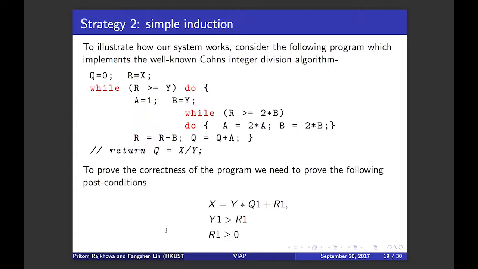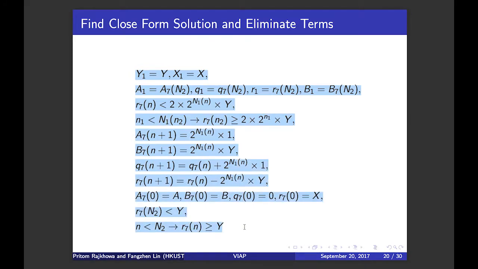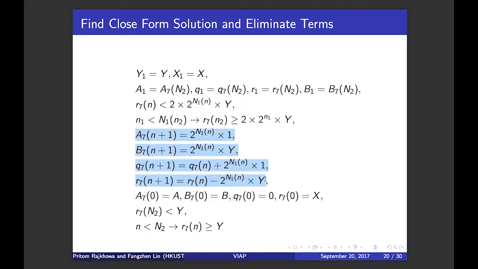So here we illustrate how our system works in this scenario by considering a program which implements the well-known Cohen's integer division algorithm. Here's the program, and to prove its correctness, we need to prove the following post conditions. After finding the closed form solutions and eliminating the terms for which we are able to find a closed form solution, we have this set of enzymes, and you can see a number of recursive equations where we are not able to find a closed form solution.